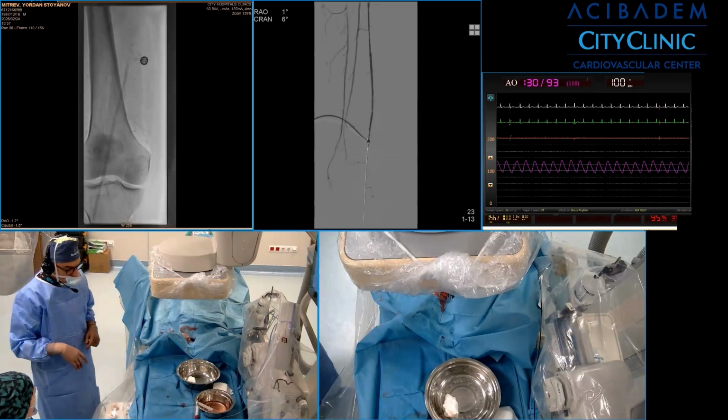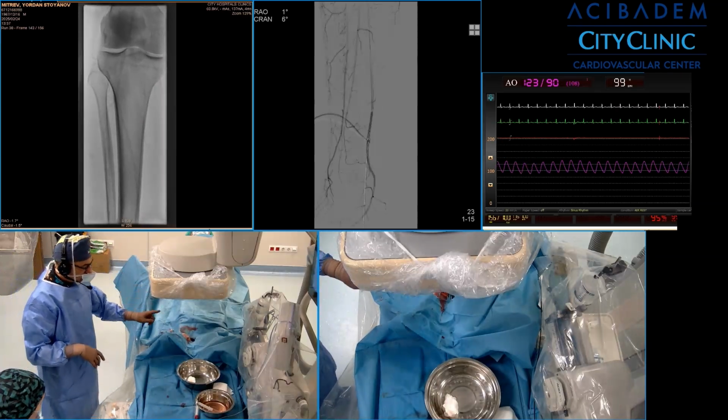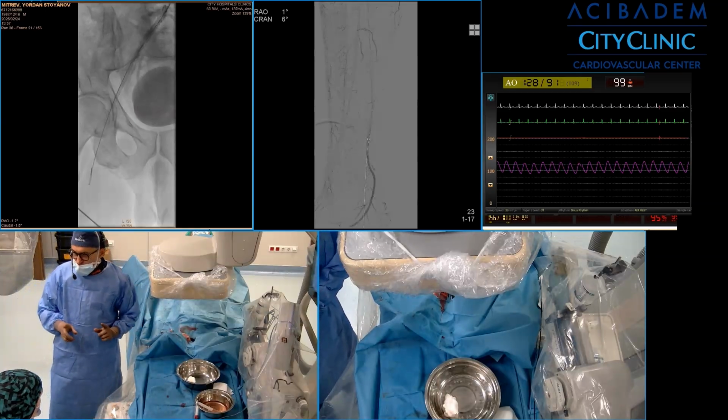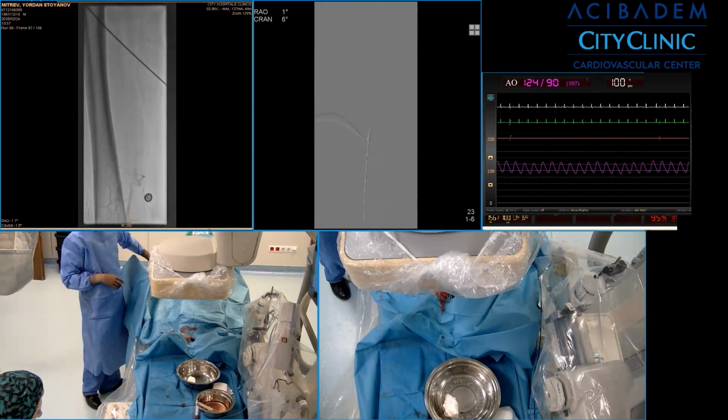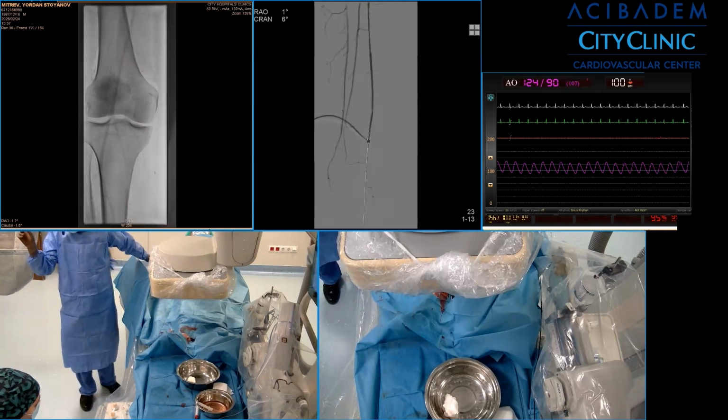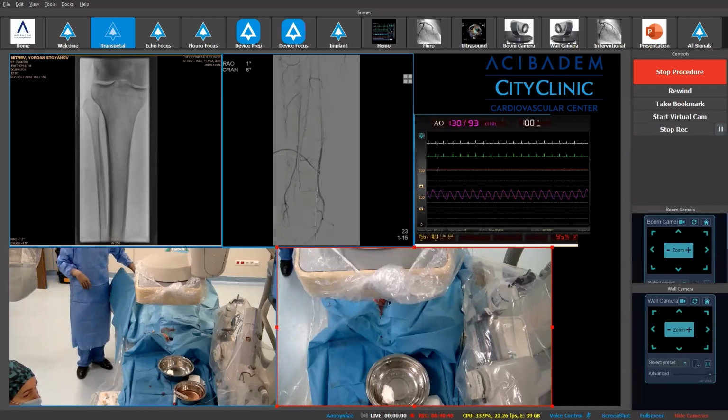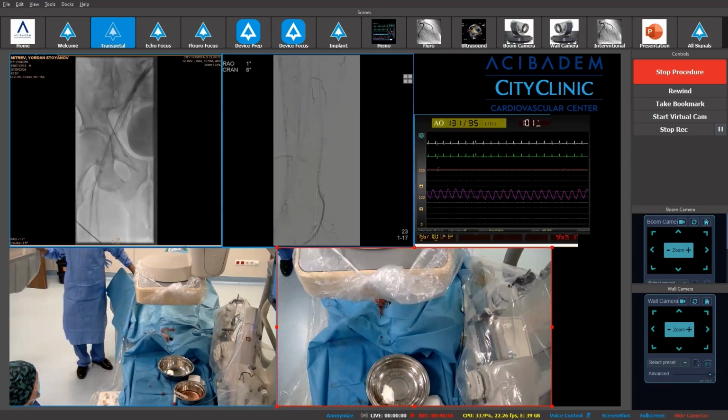I would like to show you both sides, the five French access. So we have 5 French, probably with the camera, if possible, to show here the arm.